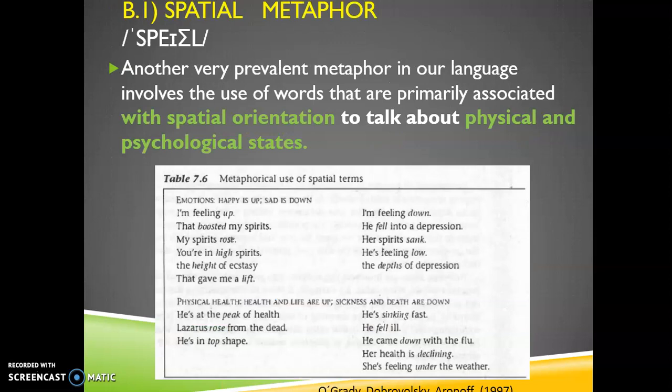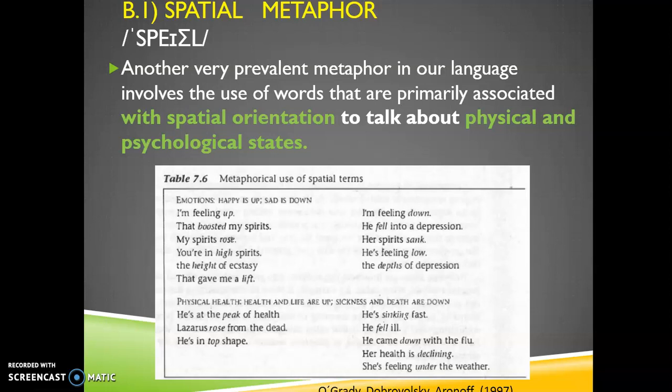Spatial metaphor. Another very prevalent metaphor in our language involves the use of words that are primarily associated with spatial orientation to talk about physical and psychological states. So we have, for example, emotions. Happy is up, sad is down. So, I'm feeling up, I'm feeling down. He fell into a depression. That gave me a lift.